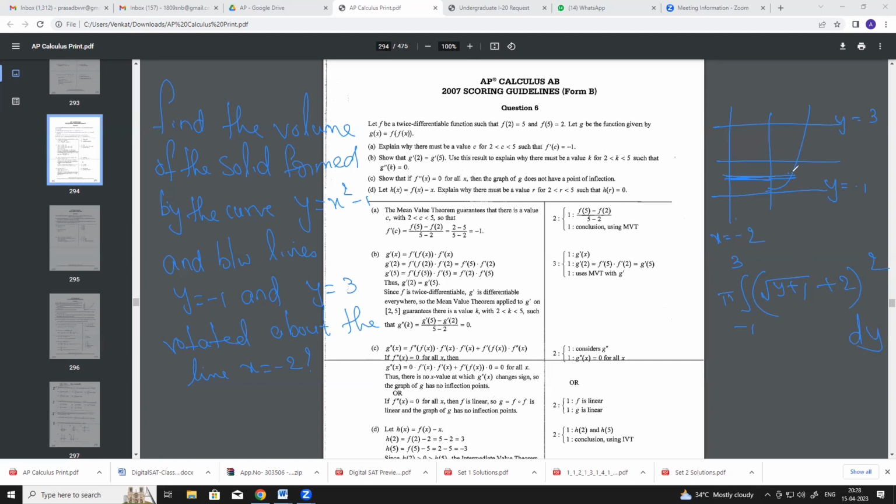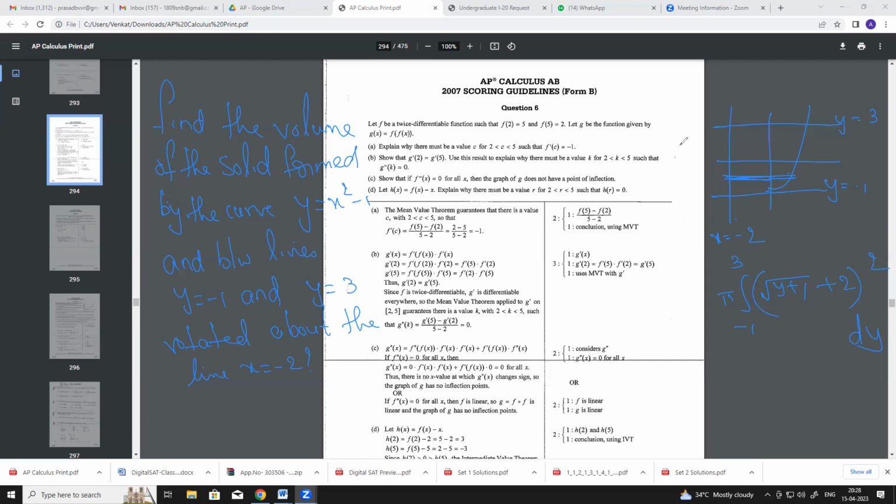You just need to find the radius. Pi into f of y whole square into dy. So what your f of y is, is important here. f of y is root of y plus 1 plus 2. To simplify, whatever is the answer, that should be your answer. You can expand, then do integration. You can also use a calculator. Generally these will be calculator based questions.